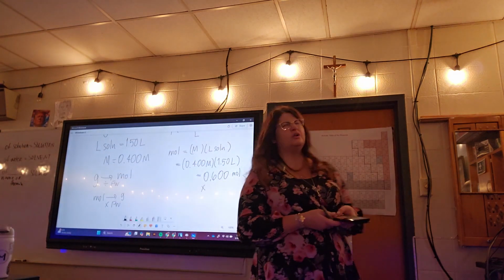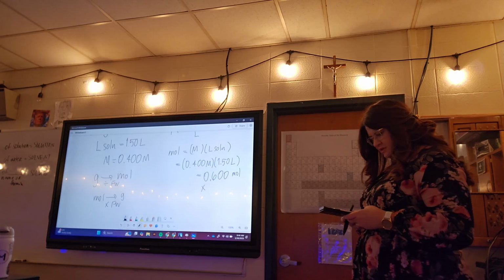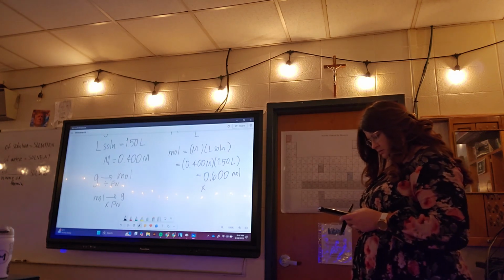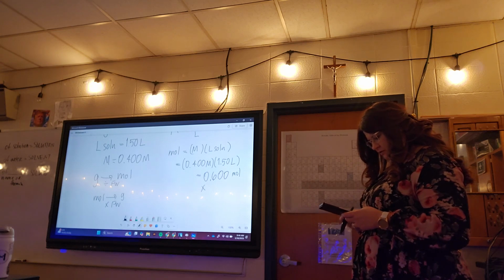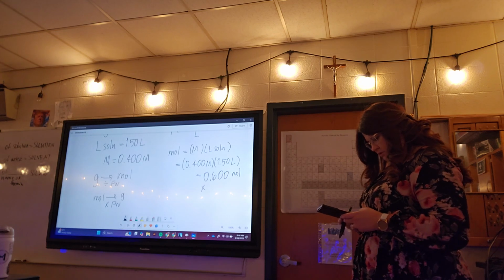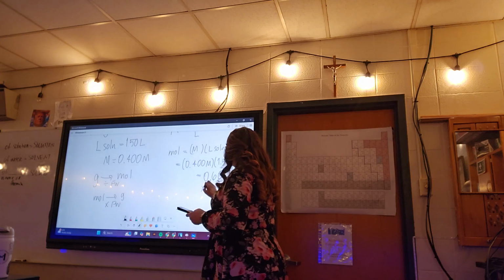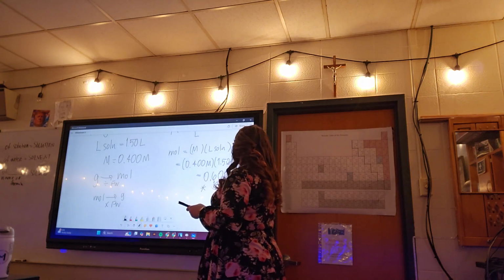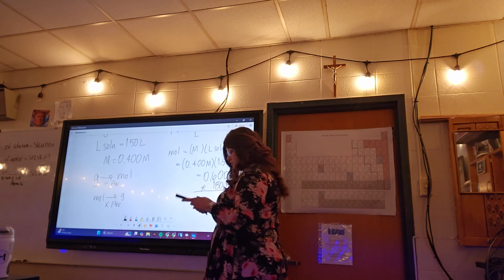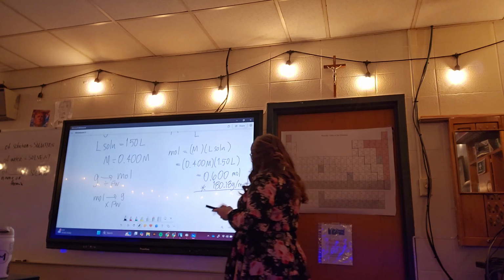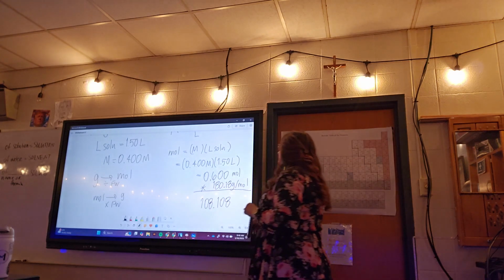What's our formula? Is it glucose? Okay. C6, so 12.01 times 6 plus H12, so 12 times 1.01 plus O6, 6 times 16. So my formula weight is 180.18 grams per mole. And so I'm just going to multiply that number by 0.6. And this is what my calculator gives me.